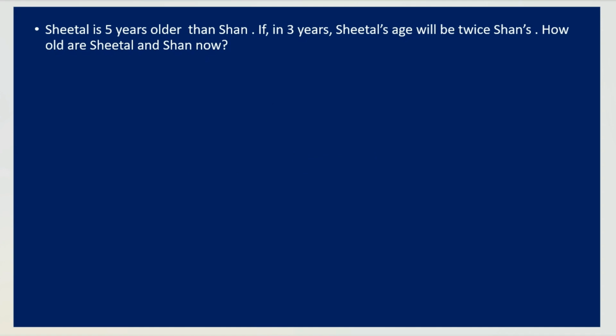Sheetal is 5 years older than Sean. If in 3 years, Sheetal's age will be twice Sean's, how old are Sheetal and Sean now? Okay, so let's first make a little chart.